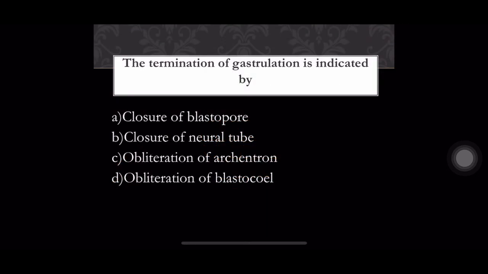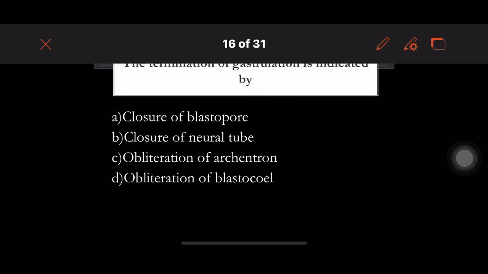The termination of gastrulation is indicated by: कब पता चलेगा हमें कि gastrulation has terminated, it has finished, right? Gastrulation complete हो चुकी है by closure of the blastopore, closure of neural tube, obliteration of archenteron, obliteration of blastocoel, right? Closure of blastopore क्या होता है, जब gastrulation होता है तो एक cavity बनती है जिसको बोलते हैं archenteron, right? So the opening of the archenteron is known as blastopore. So closure of the blastopore is actually not the last step of gastrulation. Next is closure of neural tube.